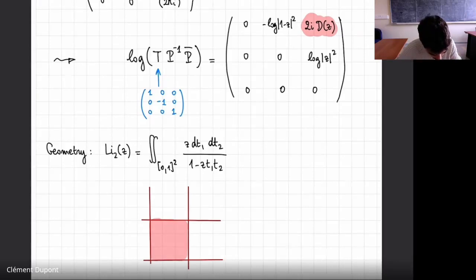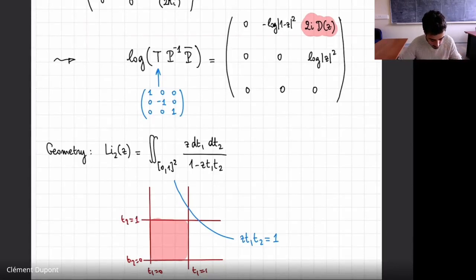And I have to remove the locus where the form has a pole, which is z t1 t2 equals 1, and it looks like some kind of hyperbola like this. This is z t1 t2 equals 1. Okay, so this is t1 equals 0, t1 equals 1, t2 equals 0, t2 equals 1. And you call B the union of the four lines, and A just this hyperbola.